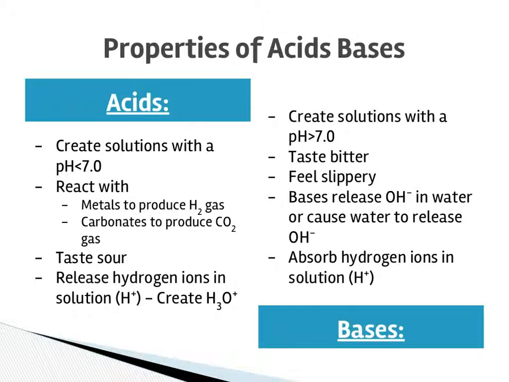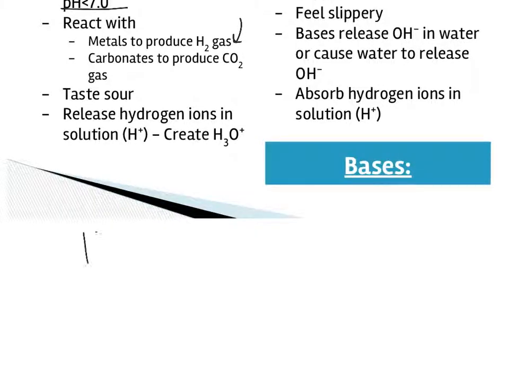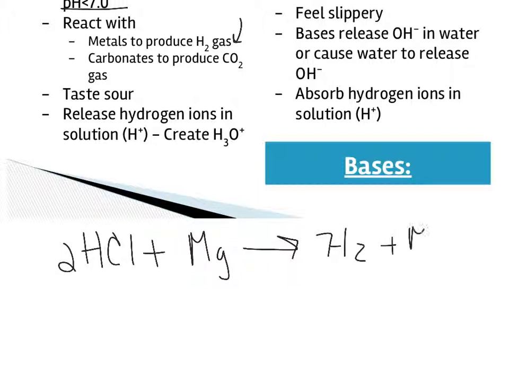And here's the last set for us, properties of acids and bases. Acids create solutions with a pH less than 7. They will react with metals to produce hydrogen gas. We'll do a couple of examples there. So that would be like HCl plus magnesium, and that would make H2 plus MgCl2. Okay, so every time we react a metal with an acid, it's going to make the hydrogen gas, and it's going to make some sort of a salt or some sort of ionic compound.